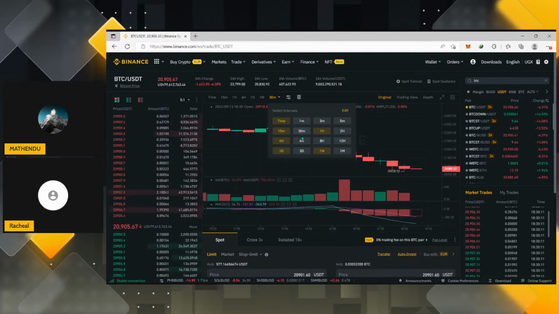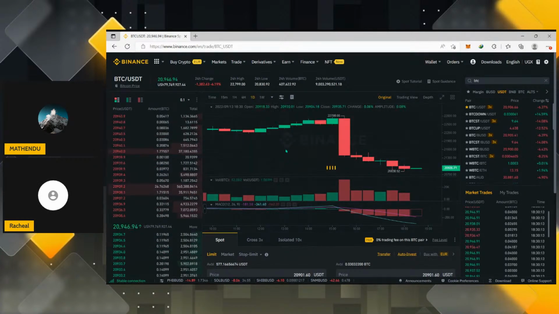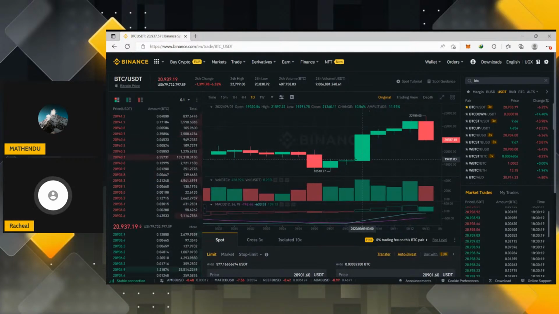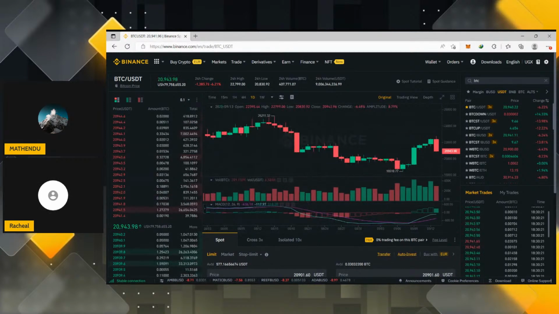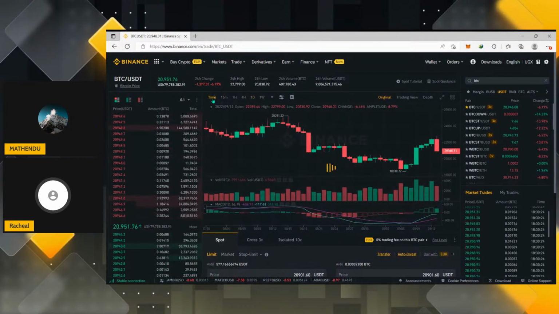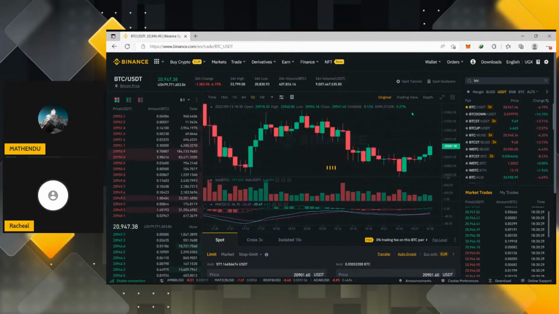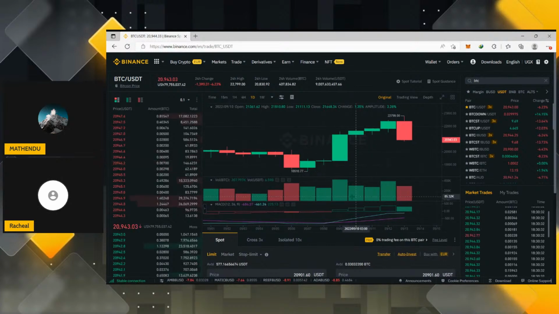And so I'll leave it at 1 day. You realize that before, we had only the line graph. If I select 1 day, it's going to look like this. And these are what we call candlesticks. You can see we have the red candlesticks, and we have the green candlesticks.